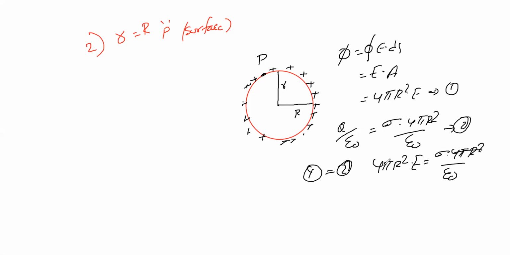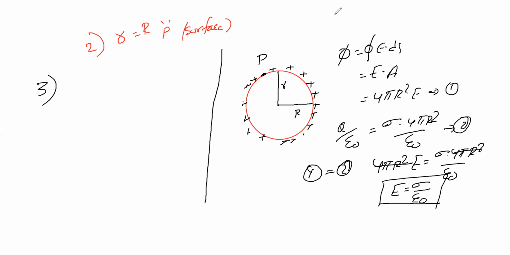So 4 pi r square will get cancelled. So electric field E is equal to sigma by epsilon naught when you are placing a point P on the surface of the conductor. Okay, so this is your relation. This is the second point. So next one, the third one. Remember, it is for the case smaller r is equal to capital R. It is on the surface. Remember, it is the on-the-surface relation.